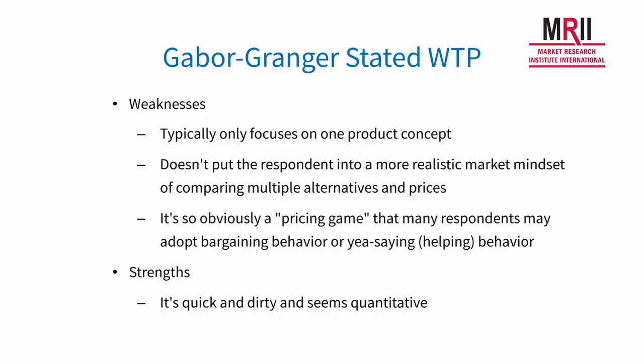In terms of the strengths, it's quick and dirty and seems quantitative. It seems to directly lead to a plotted demand curve like we learned about in economics, where we can find a revenue maximizing price and a profit maximizing price if we know the cost structure of our product. But again, that comes with some caveats and cautions because of the weaknesses involved with the Gabor Granger stated WTP willingness to pay method.